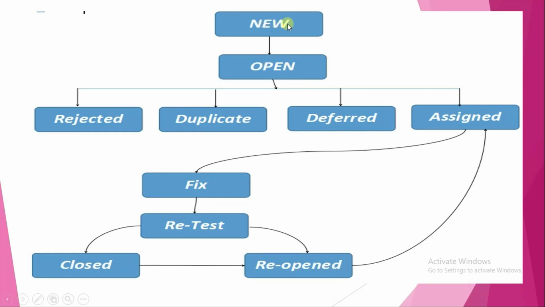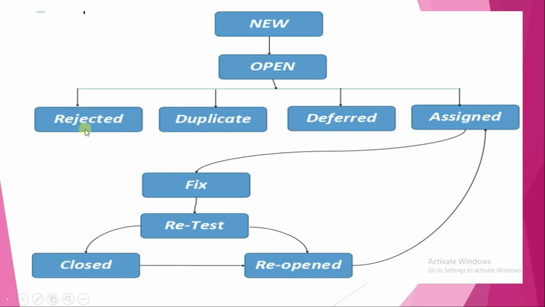You can observe here, whenever during testing the tester finds a new defect, its status is new, and then open. He raises the defect report to the particular developer. Then the developer can go through four scenarios here. The first one is rejected, the second is duplicate, the third is deferred, and the fourth is assigned.